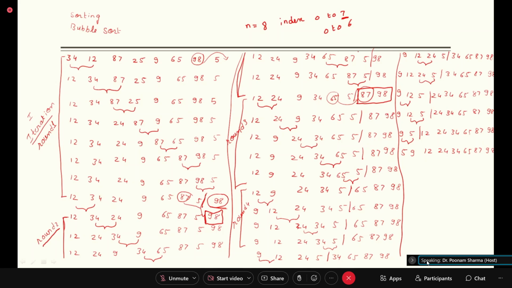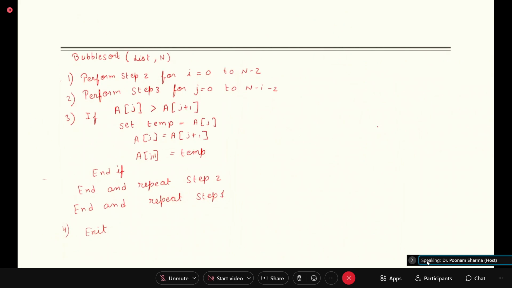If these two values are frozen, in the next iteration you reduce your for loop to run from 0 to 5. This way you go on reducing the range of the for loop, and definitely at the end of n minus 1 iterations, you will get the sorted array. This was the method we used here.